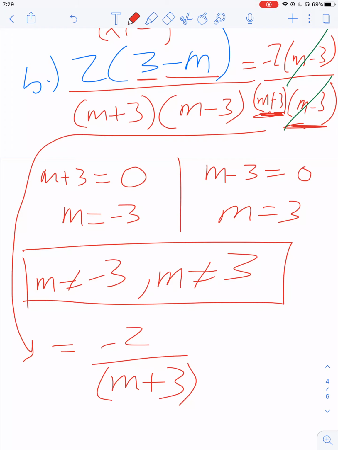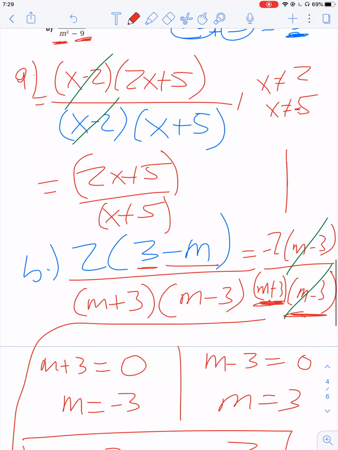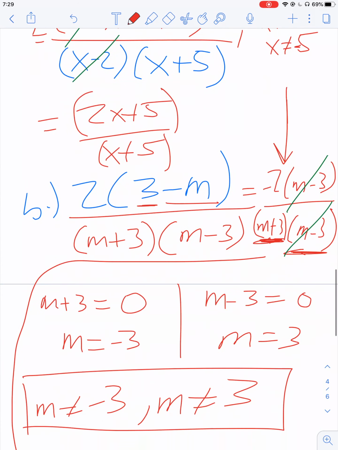But as you can see, if you look at this final answer, you're going to miss one of the two restrictions. You're only going to have this one, but you're going to be missing out on that one, which is why I'm always asking you, before you start crossing things out, make sure you state your restrictions.